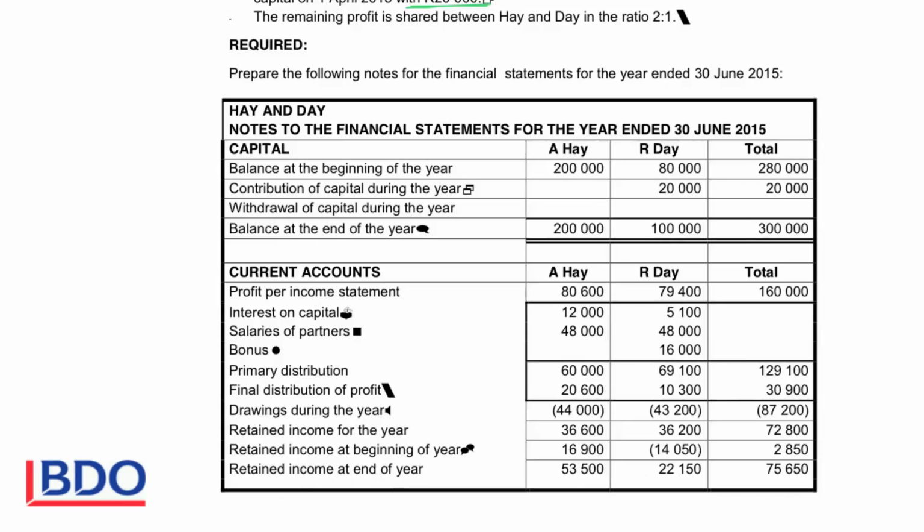So in the note for capital, we will show that the opening balance was 200,000 for Hay and 80,000 for Day. Then the capital contribution that Day made during the year was 20,000. So the capital opening total balance was 280,000, with an increase of 20,000. So the balances at the end of the year are 200,000 and 100,000, and the total capital at the end of the year is 300,000 Rand.